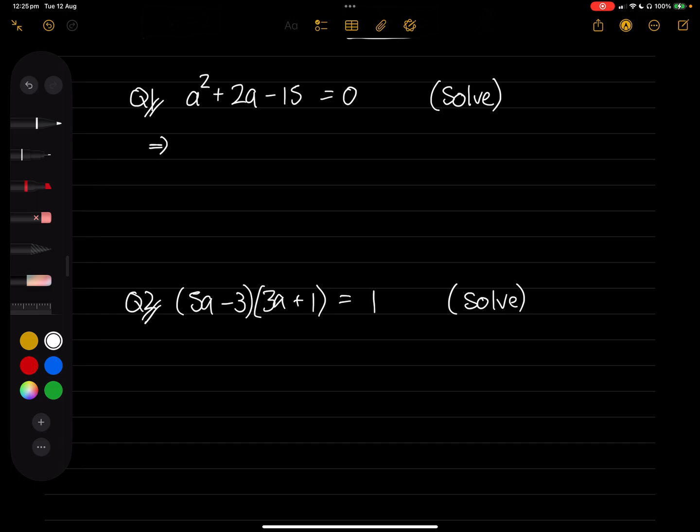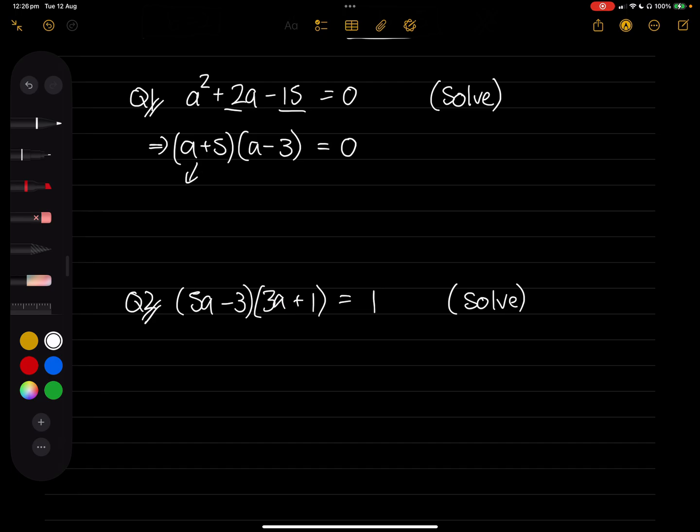The first one is quadratic equals 0 straight away. So all we need to do is factor the quadratic, set the brackets equal to 0, and solve. We are looking for two numbers that add to make plus 2, that multiply to make minus 15. So plus 5 minus 3 should work. So we get a plus 5 times a minus 3 is equal to 0.